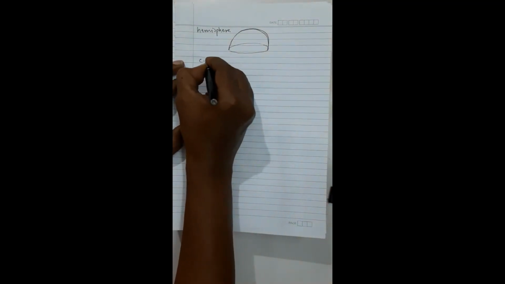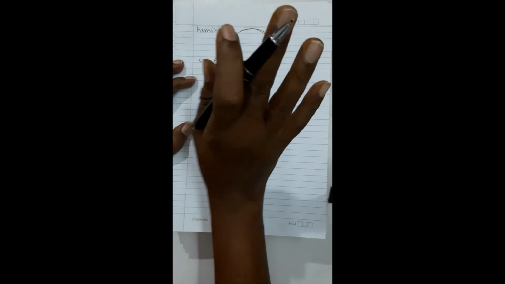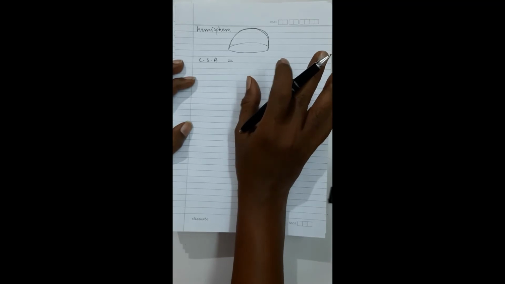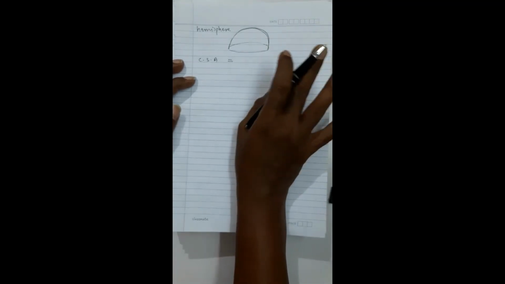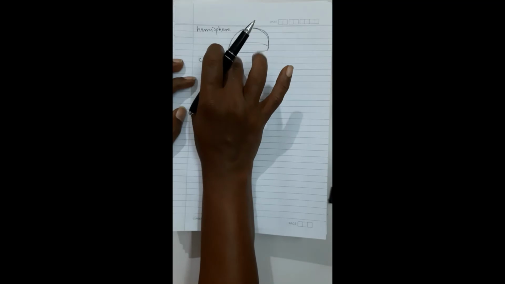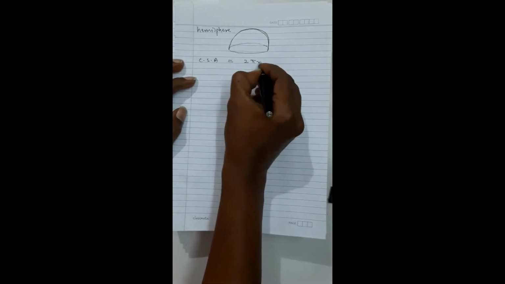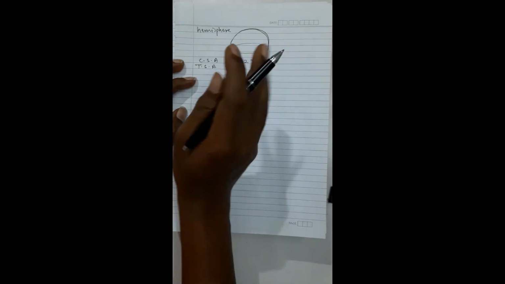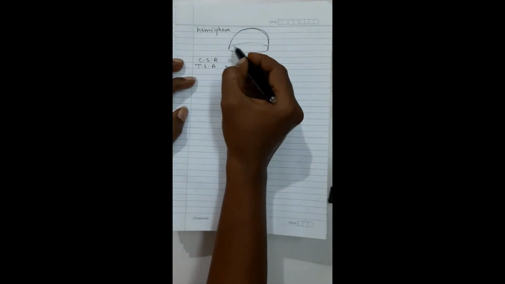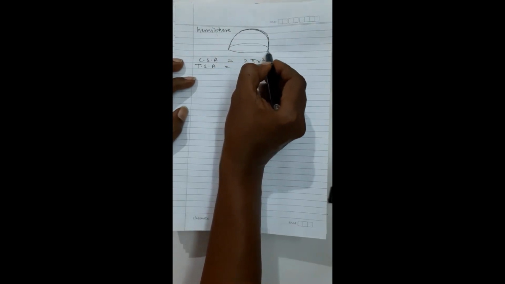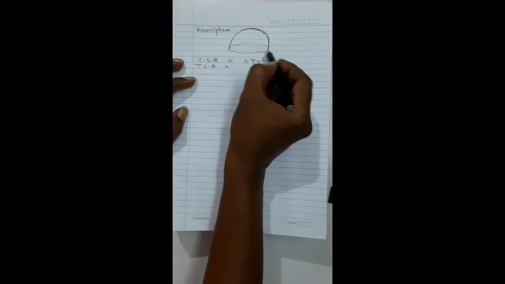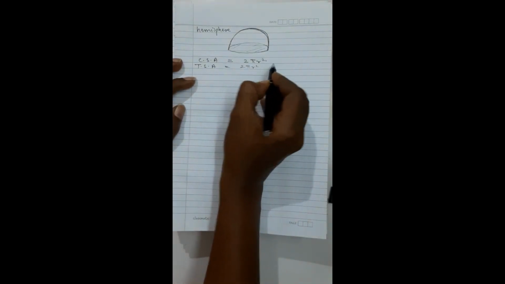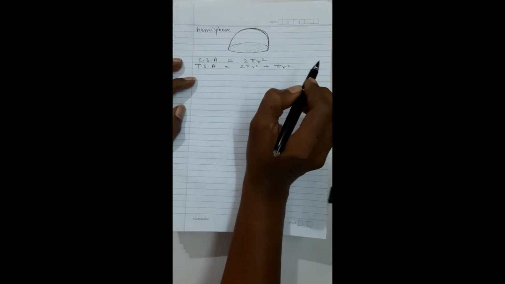So when we talk about the curved surface area of a hemisphere, this will be exactly half of the sphere. Curved surface area of a sphere is 4 pi r square. So curved surface area of a hemisphere will be 2 pi r square. And now if we have a total surface area, the hemisphere will have a different total surface area, because it has this curved surface area and it also has this lid or the bottom that will be a circle. So it will be 2 pi r square curved surface area plus a circle which is pi r square.